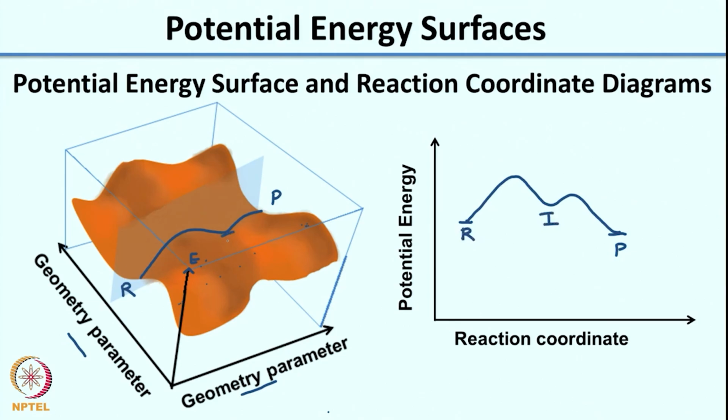And this here corresponds to your intermediate. So, what I would like you to do now is think about this, because it is quite a complex concept, but it is actually not that difficult if you simplify it. If you try to imagine the potential energy surface, it will be very difficult for us to do that for a particular reaction.